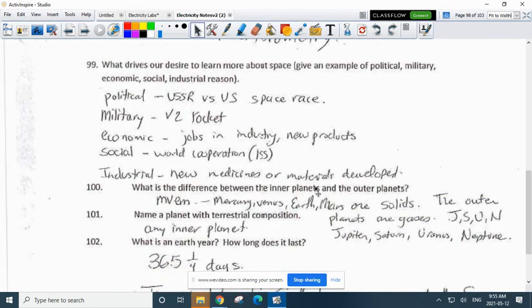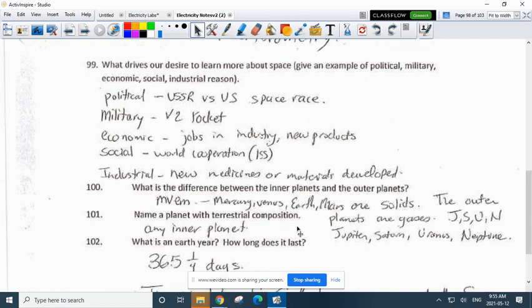Difference between the inner and the outer planets. Inner planets are the first 4, outer planets are the last 4. Inner planets are all solids, outer planets are all gases. Inner planets have less moons, outer planets have more moons. Inner planets have shorter years, but longer days. Outer planets have longer years, but shorter days.